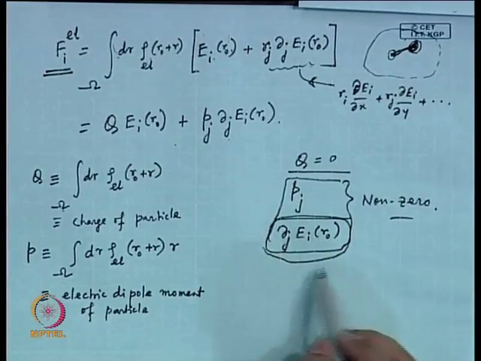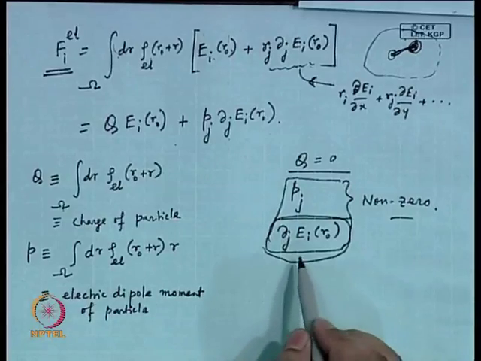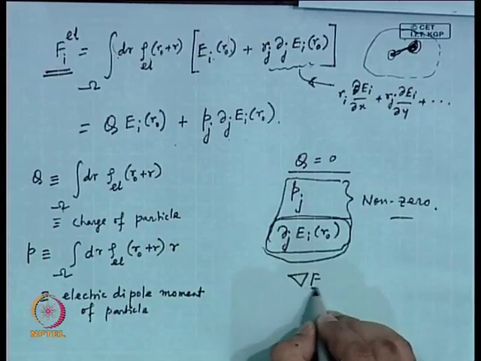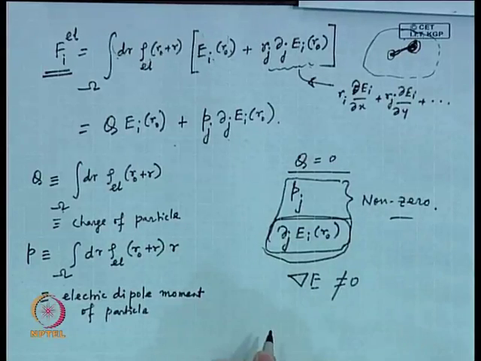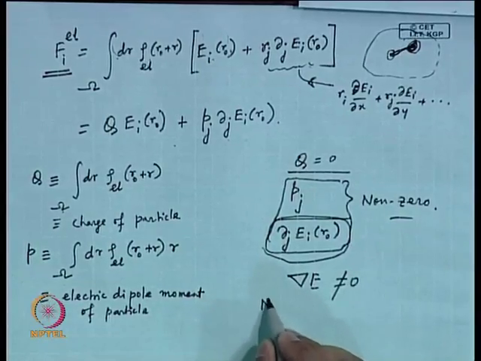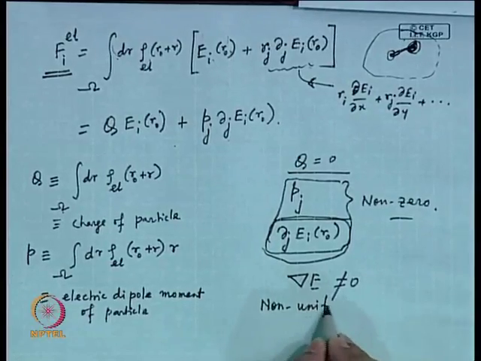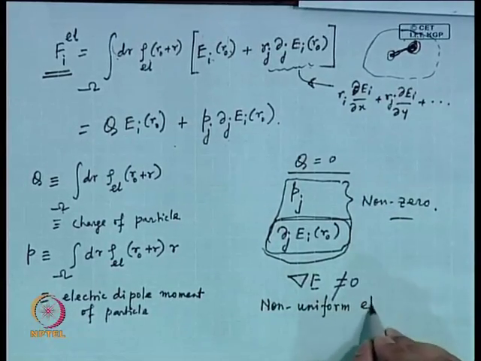What this means is that the gradient of the electric field is non-zero. Gradient of electric field is non-zero. Okay. Gradient of electric field non-zero means del E, this is non-zero. This del E is non-zero means the immediate response would be this is non-uniform electric field.